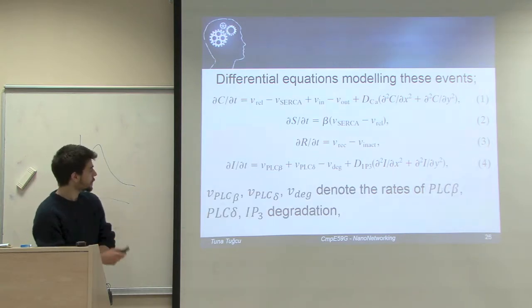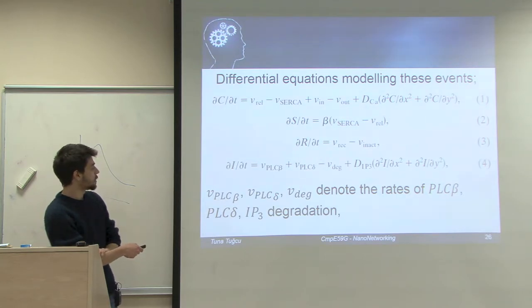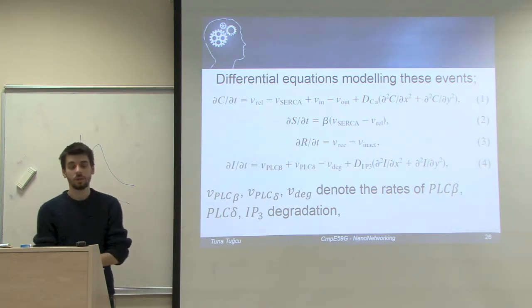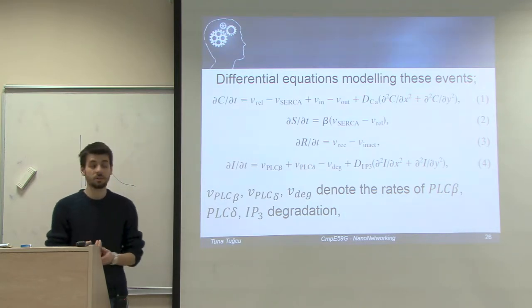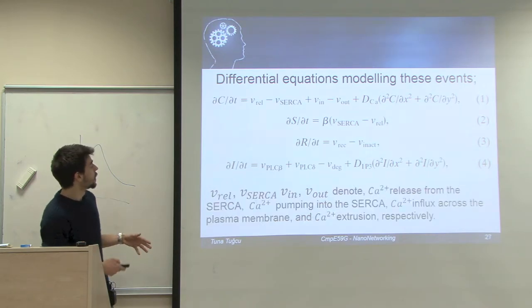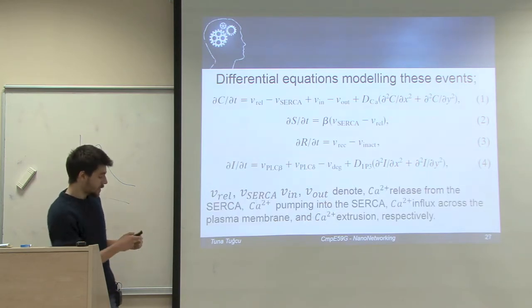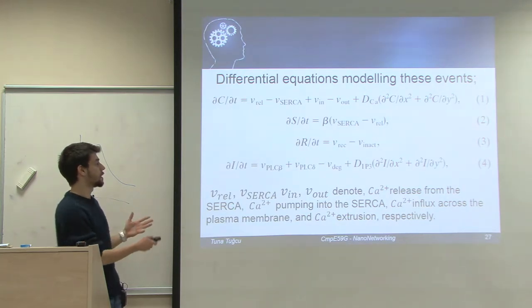Okay. So again, V PLC beta, V PLC gamma, and V IP3 degradation respectively denote the rates of PLC beta, PLC gamma, and IP3 degradation, because these molecules degrade over time, and with respect to the other concentrations in the cell, we have to model all of these. And lastly, V release, V serca, V in, V out denote respectively calcium release from the serca, calcium pumping into the serca.